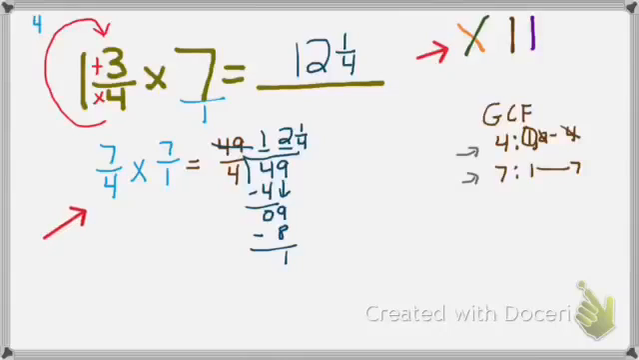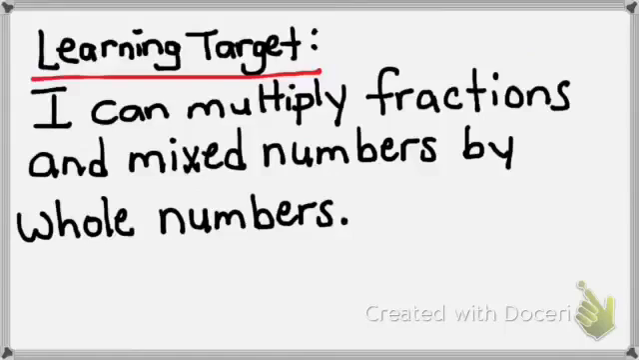When you're finished, you do your multiplication, numerator times numerator, denominator times denominator, and your final check is see if it's a proper fraction. If it's not a proper fraction, if it's improper, you must drop it down into the division box pool and divide to get your total final answer. Hopefully by now you can confidently say, I can multiply fractions and mixed numbers by whole numbers.